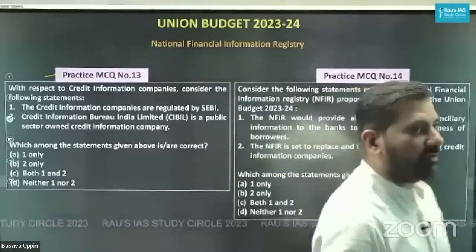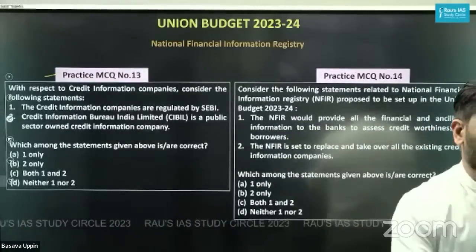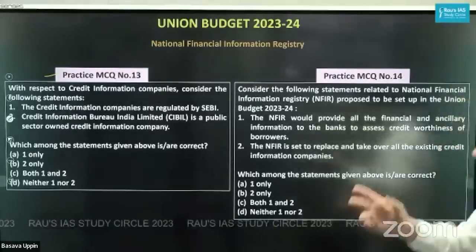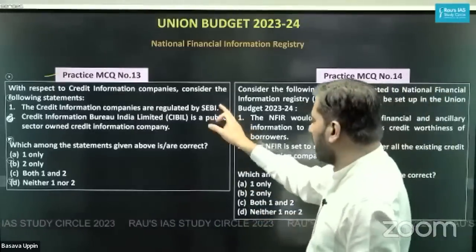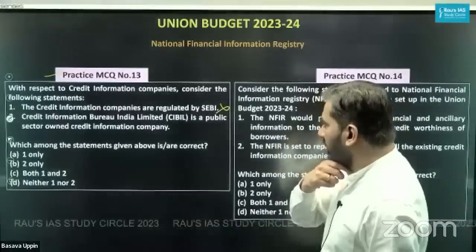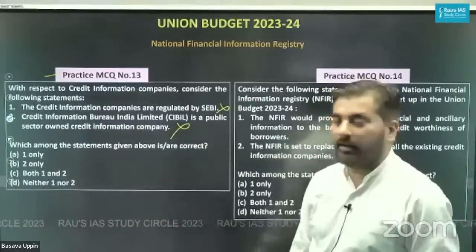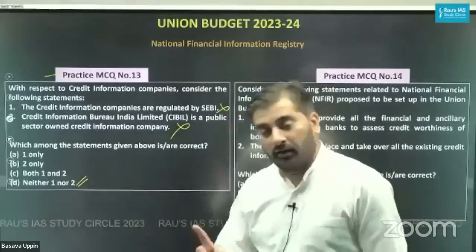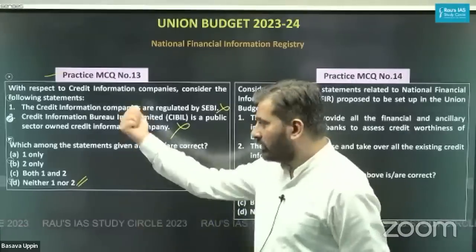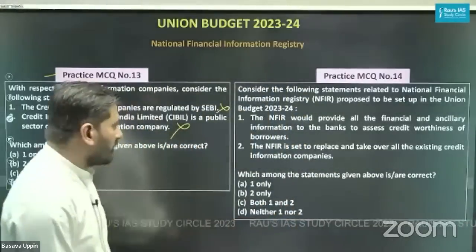Practice MCQ number 13. First of all, the credit information companies are regulated by SEBI. They are not regulated by SEBI, they are regulated by RBI. The Credit Information Bureau India Limited is a public sector owned credit information company. It's not a public sector owned company. It's a private sector owned company. So the right answer is neither one nor two. If you go back to the previous year's prelims question, there's a question related to credit rating agencies. The question has been formulated on similar lines. Look at this question.